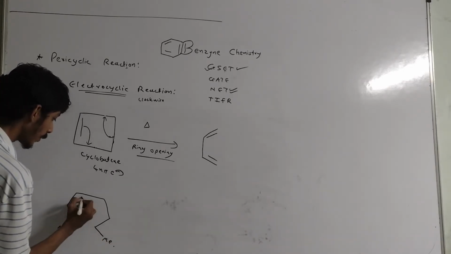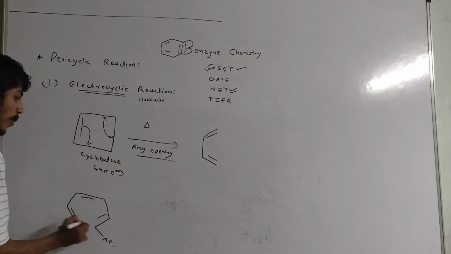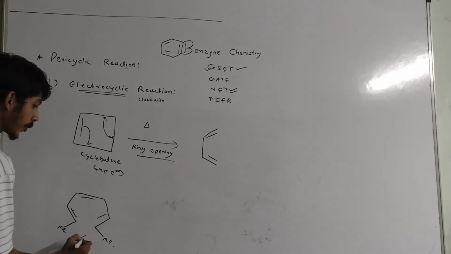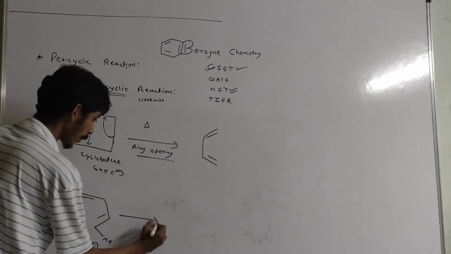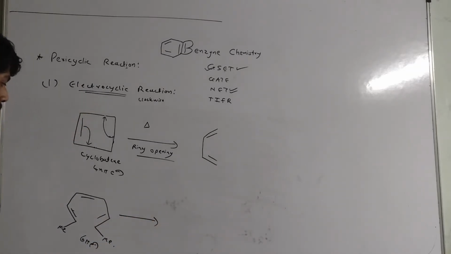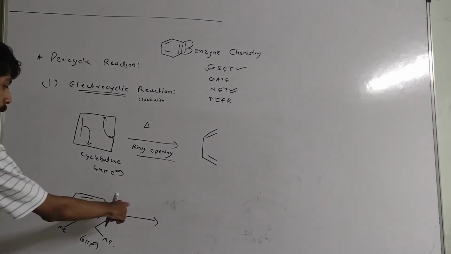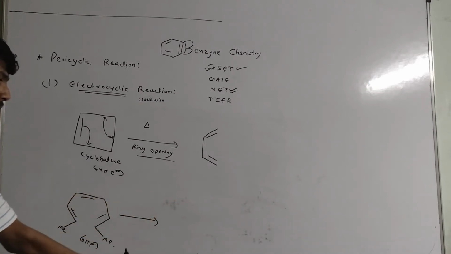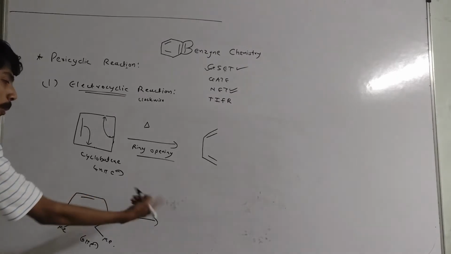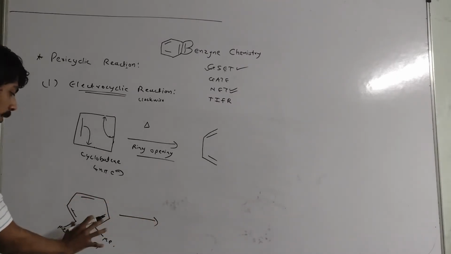Here we take the example of how many pi bonds are present? 1, 2, 3, 4, 5, 6. So there are 6 pi electrons present. Okay. So now we'll take two different conditions. In the heating condition, we'll see what product is formed, and in the photochemical condition, we'll see what product is formed. Okay. So let us understand.